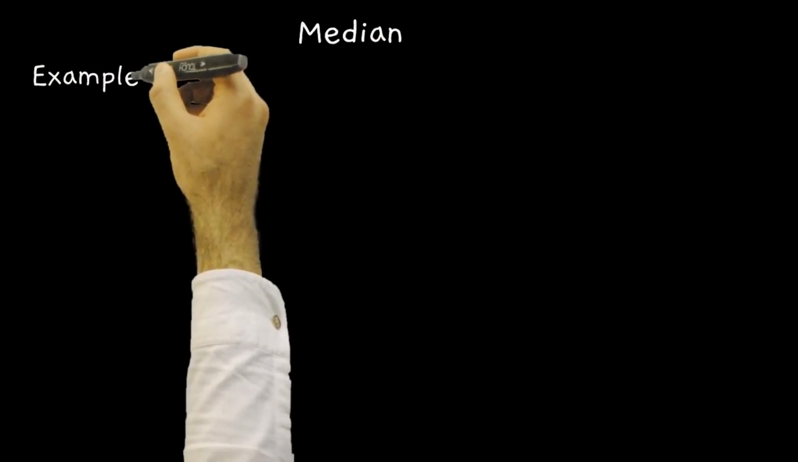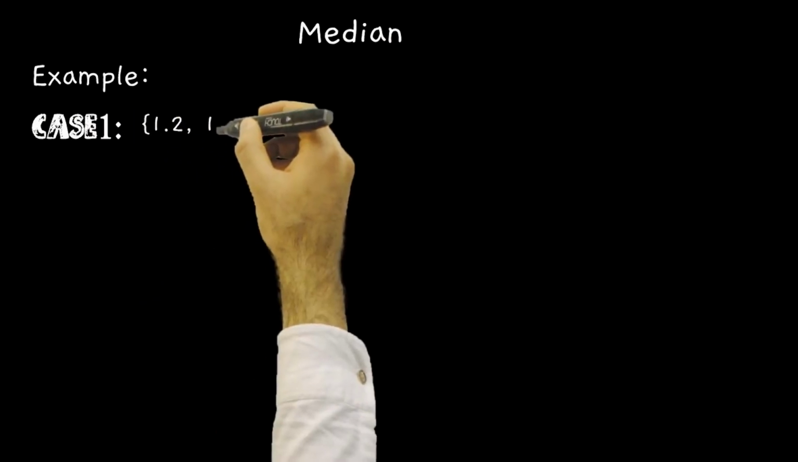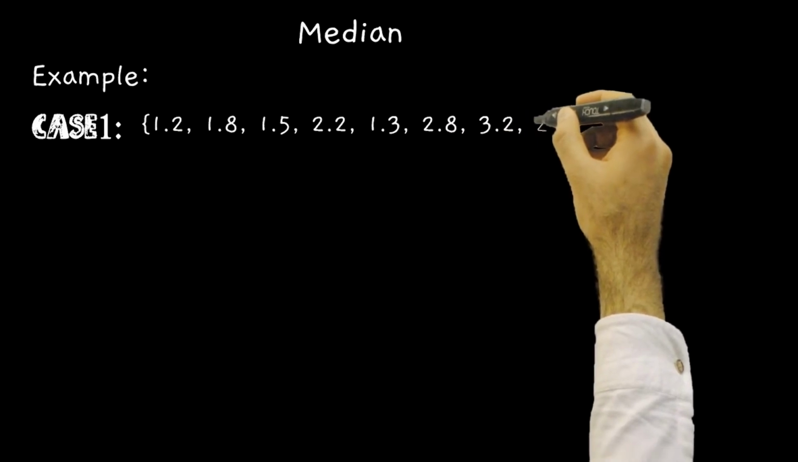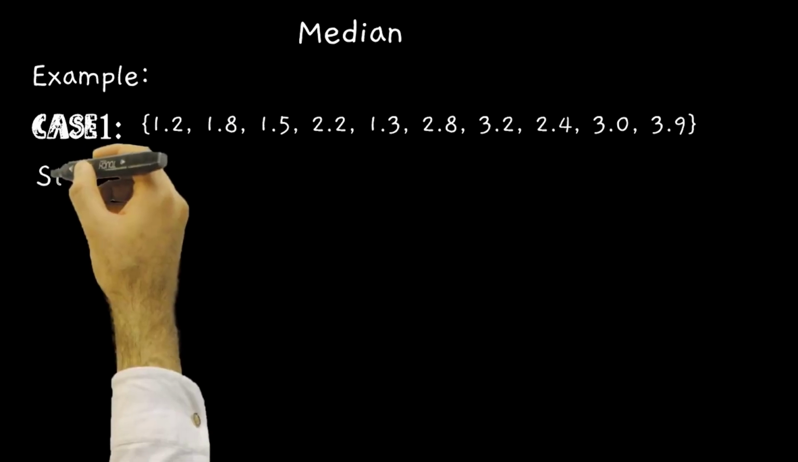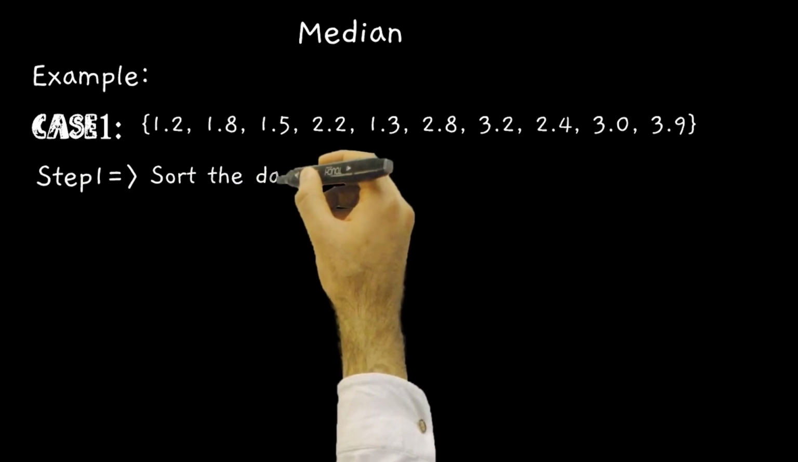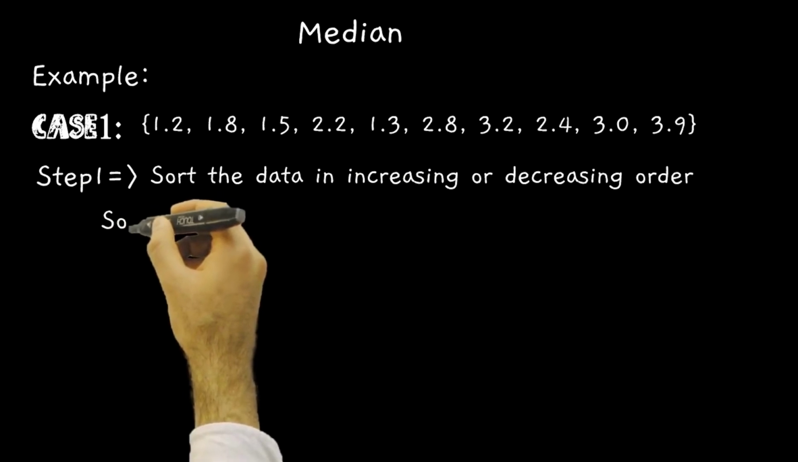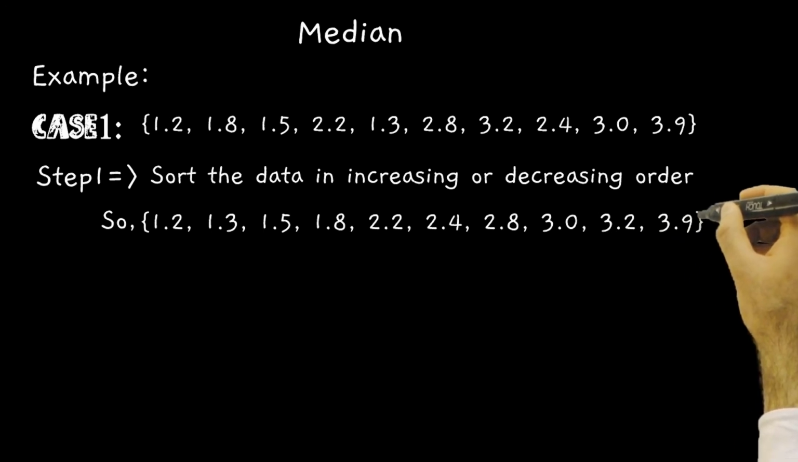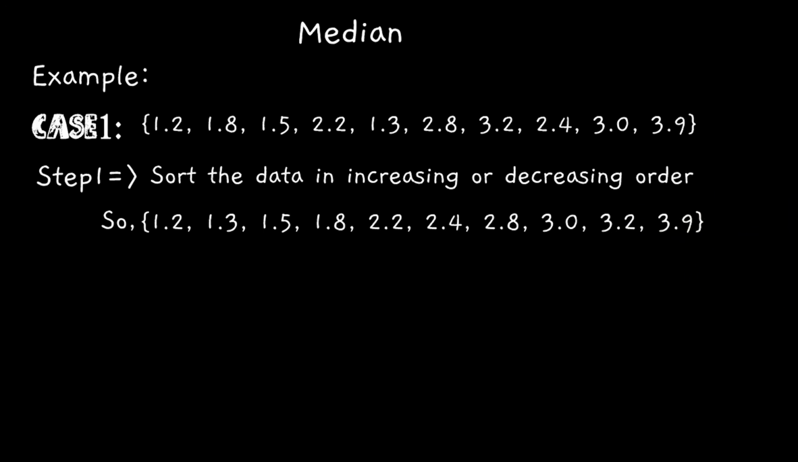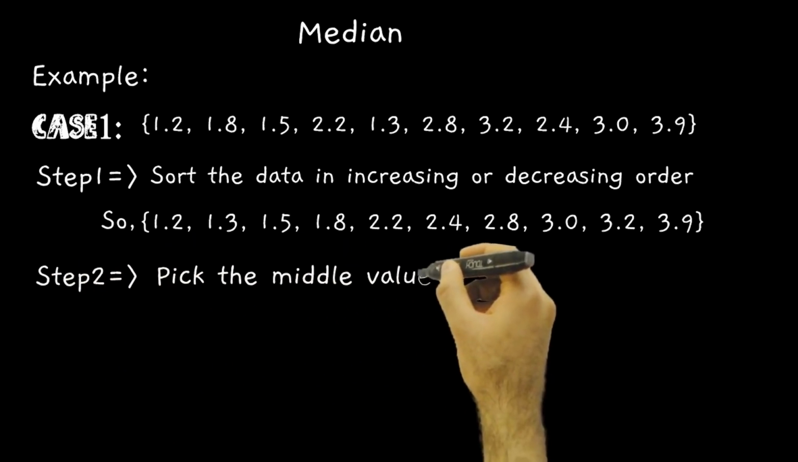Now let's understand what median is. Let's take again the same data: 1.2, 1.8, 1.5, 2.2, 1.3, 2.8, 3.2, 2.4, 3.0, 3.9. First, we will sort this data in increasing or decreasing order. So I have sorted in increasing order: 1.2, 1.3, 1.5, 1.8, 2.2, 2.4, 2.8, 3, 3.2, 3.9. After sorting, we will pick the middle value.